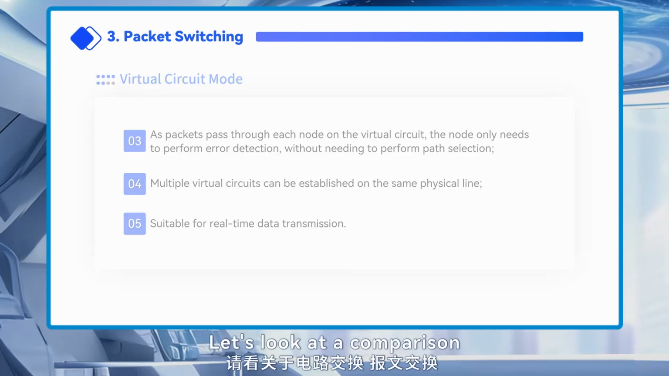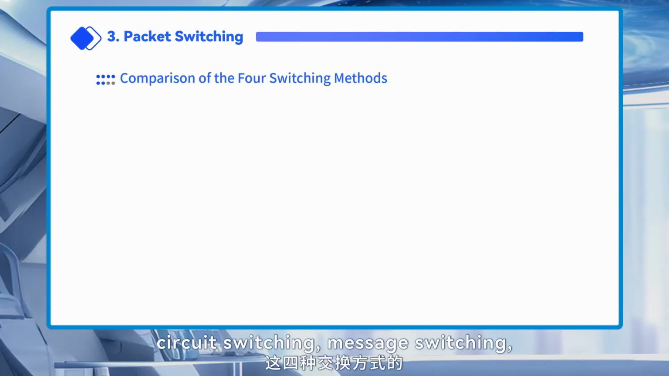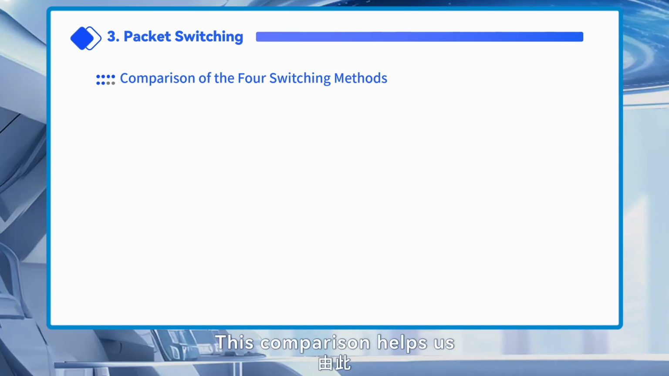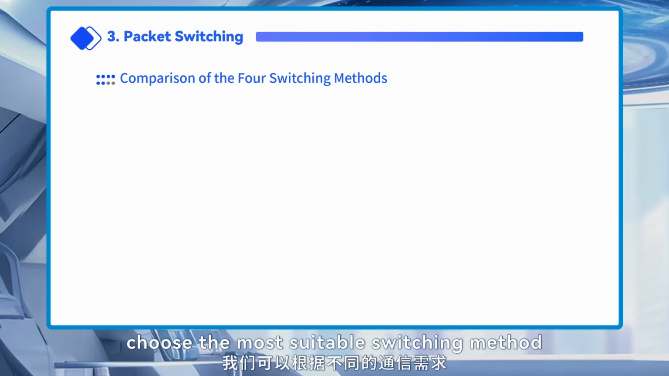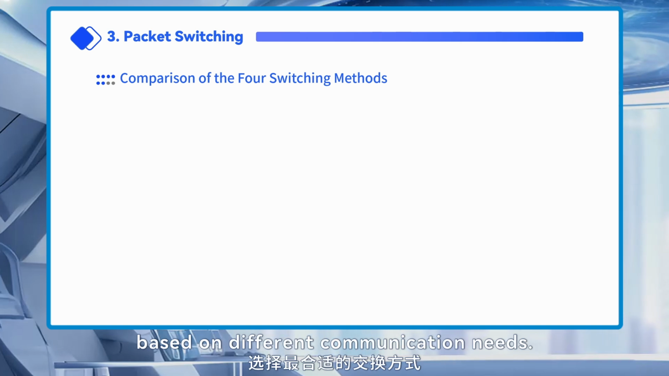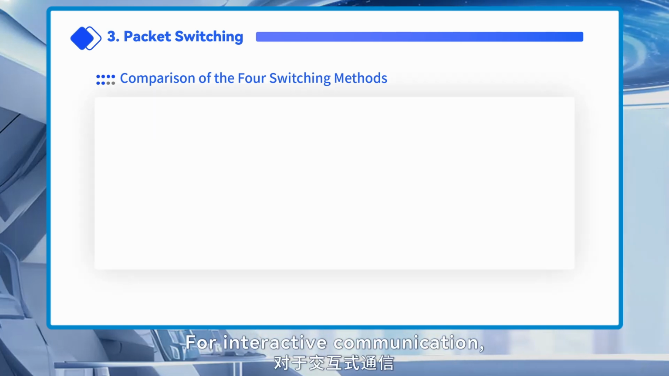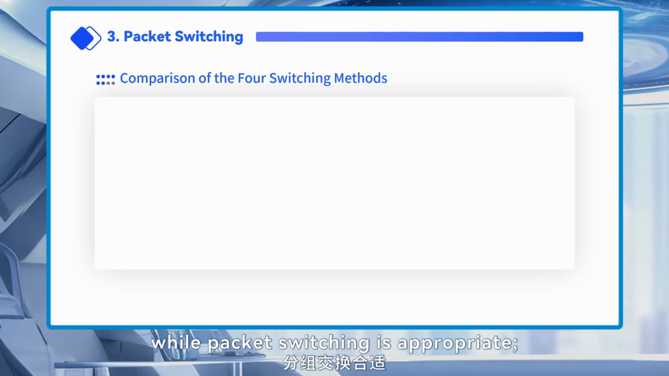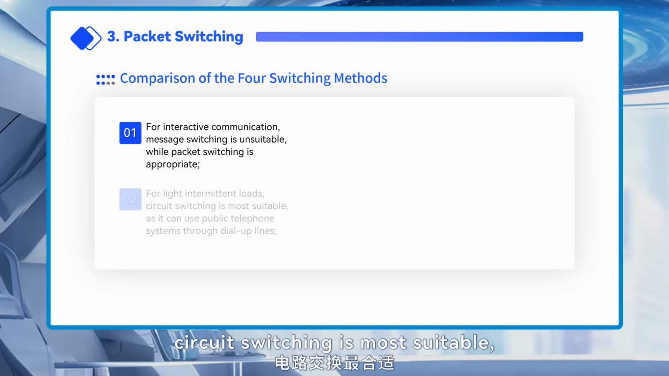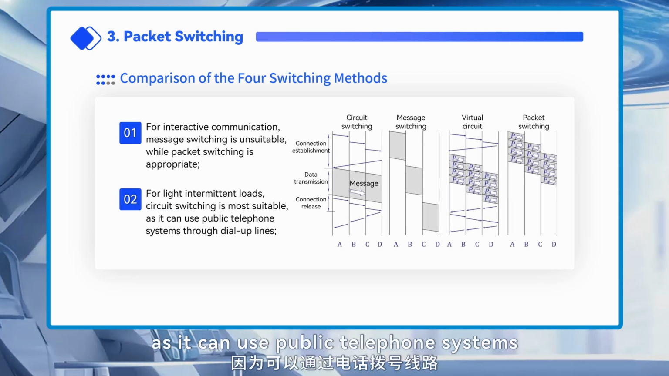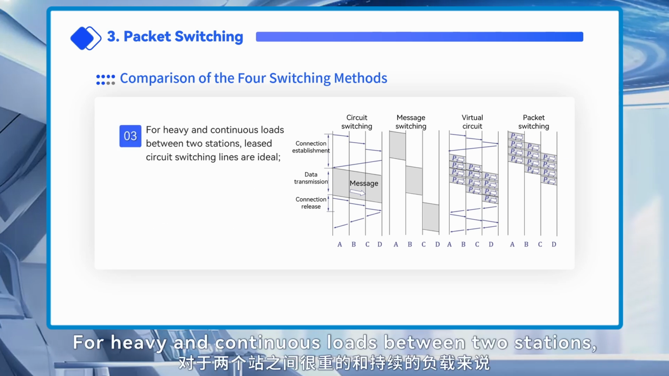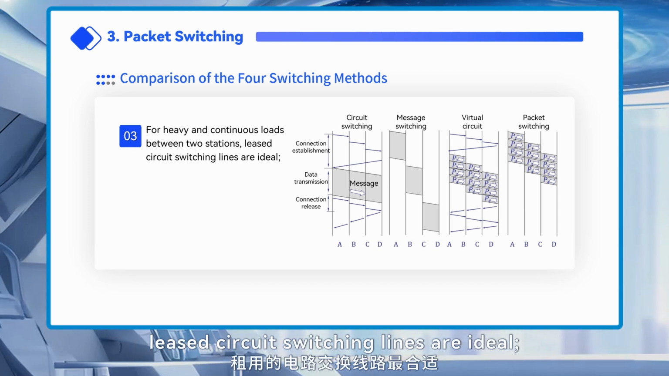Let's look at a comparison of the four switching methods: circuit switching, message switching, virtual circuit, and packet switching. This comparison helps us choose the most suitable switching method based on different communication needs. For interactive communication, message switching is unsuitable, while packet switching is appropriate. For light intermittent loads, circuit switching is most suitable, as it can use public telephone systems through dial-up lines. For heavy and continuous loads between two stations, leased circuit switching lines are ideal.